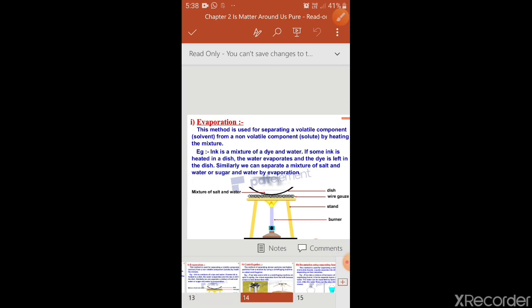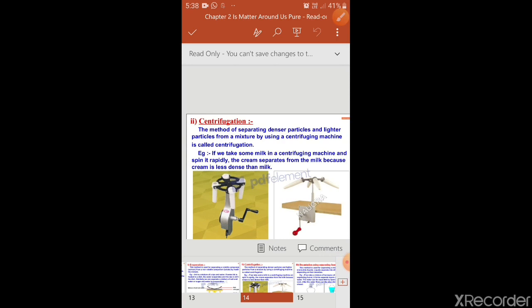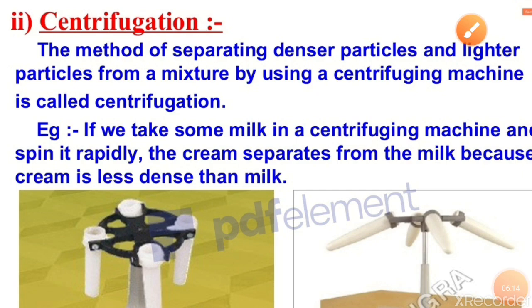So next is centrifugation. What will happen in that case? First of all we have to see how or when we use this method. When we have to separate the cream from the milk, in that case we use the method that is centrifugation. This method of separating denser particles and lighter particles from a mixture by using a centrifuging machine is called centrifugation.